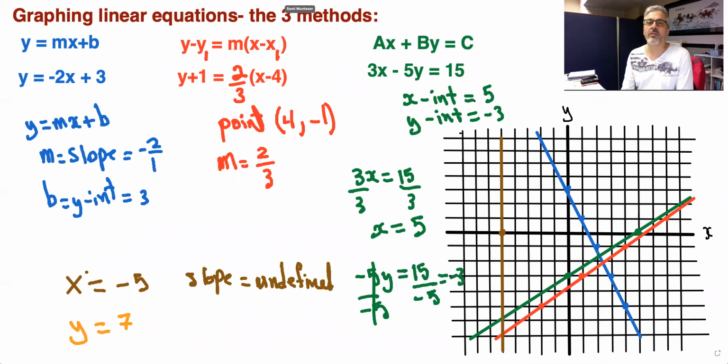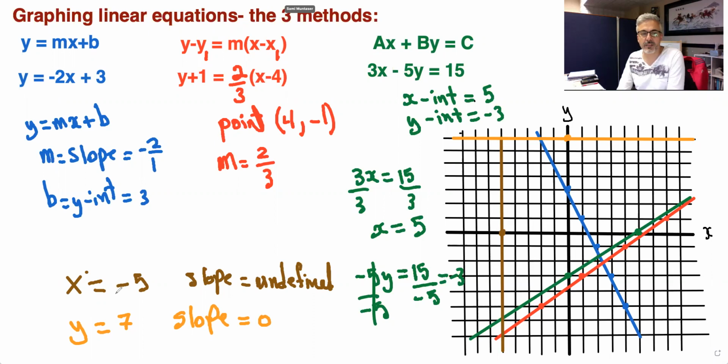Now, if you're graphing y equals 7, you go to where y is 7, 1, 2, 3, 4, 5, 6, 7, which is right here. And then it's a horizontal line. And here, the slope equals 0. So any horizontal line, always the slope is 0. Any vertical line, the slope is undefined. And these are the 3 different methods of graphing linear functions.